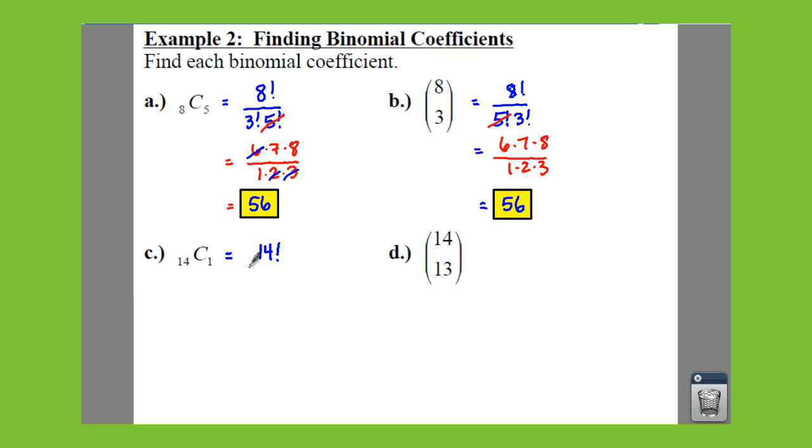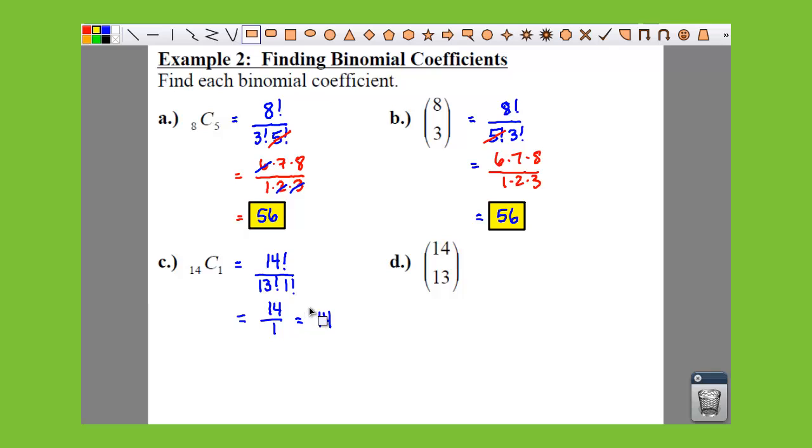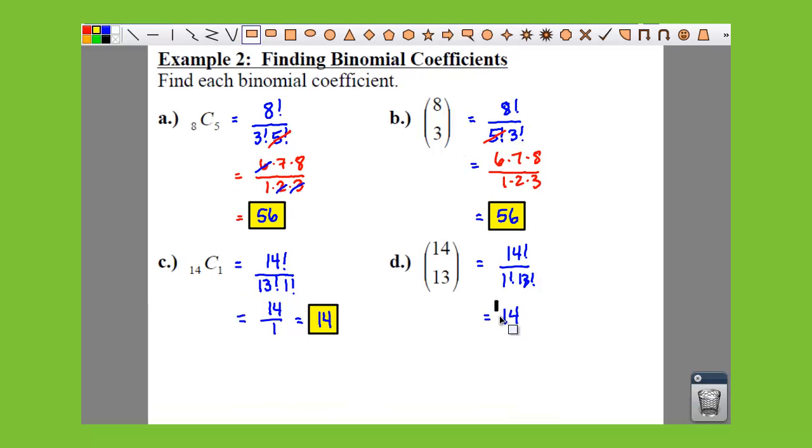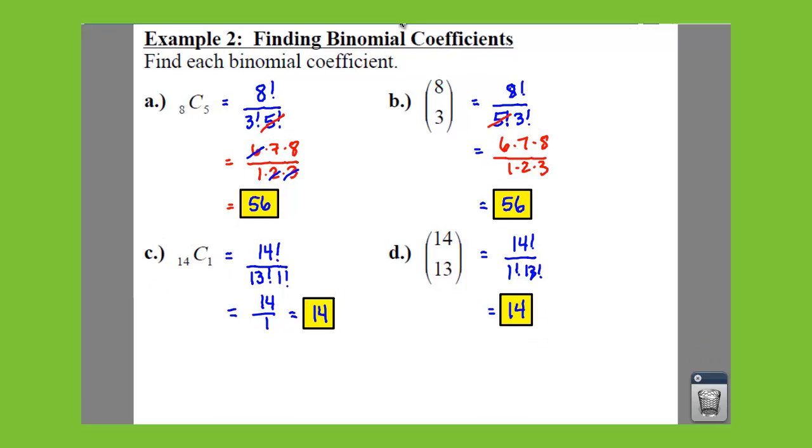This is a 14 factorial over 14 minus 1, which is 13 factorial times 1 factorial. So everything cancels out from your 13 up to your 14 over a 1, which is just equal to 14. Same thing happens on D, even though it's written differently. This still means that you have a 14 factorial over a 1 factorial, 13 factorial. So your 1 through 13 cancels, you still have a 14 on top, divided by 1 just gives you 14. So I hope that little shortcut helps you out.